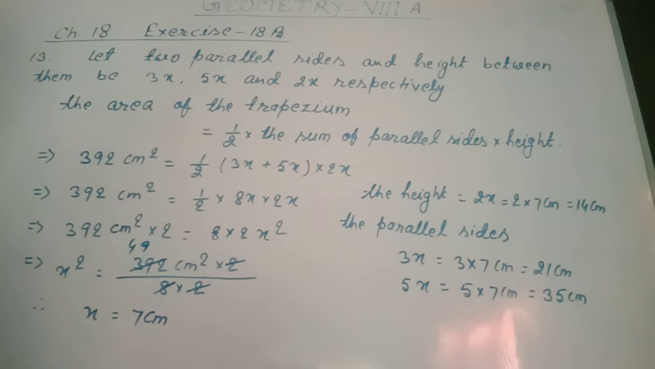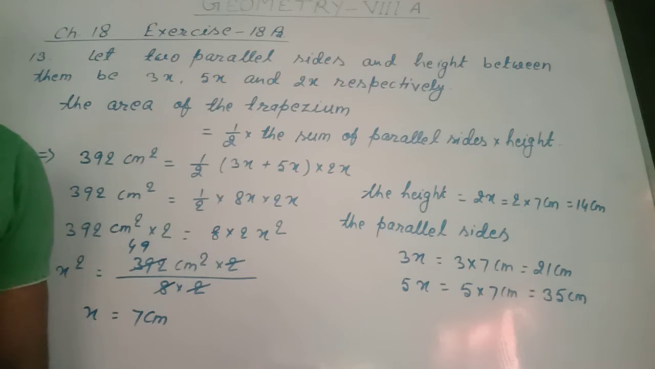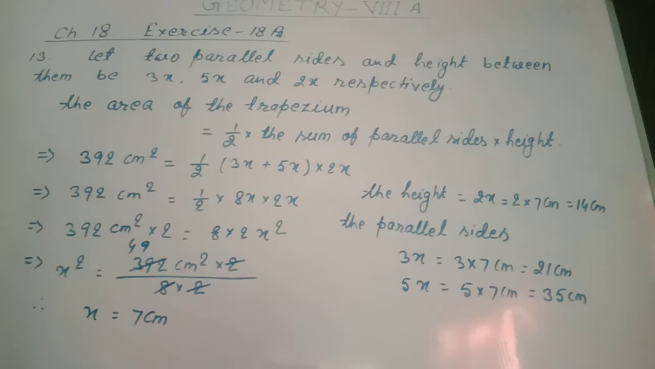Today we'll solve some questions of geometry, chapter 18, exercise 18b. In 18b, question number 13 states that the ratio of parallel sides and height of a trapezium is given in 3:5:2, and the area of that trapezium is 392 centimeter square. We are asked to find the height and the parallel sides of the trapezium.